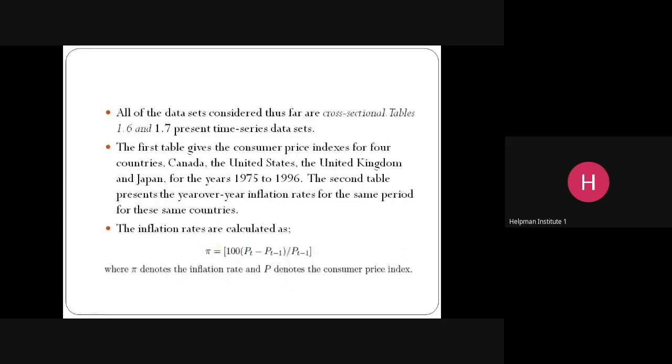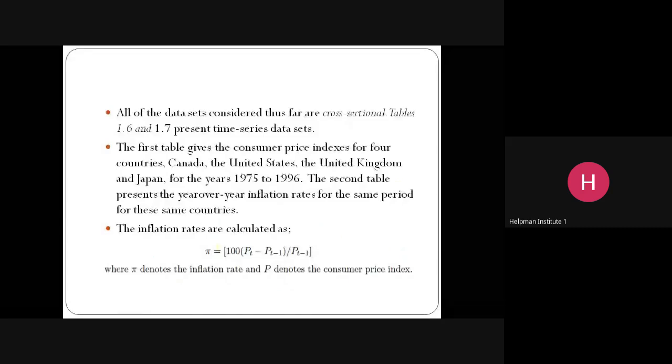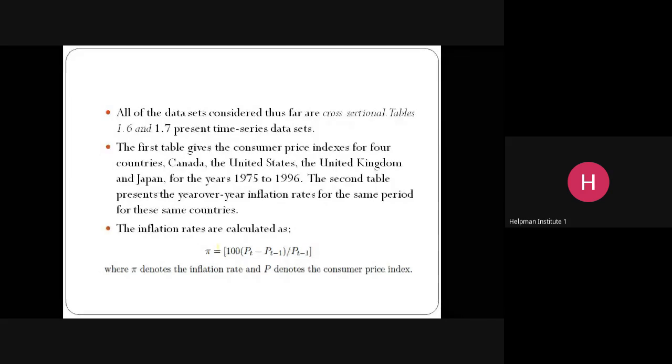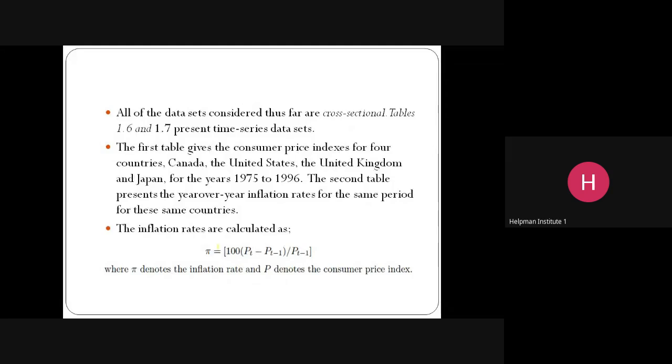Now, all of the data sets considered thus far are cross-sectional data, unlike tables 1.6 and 1.7, which present time series data. We're going to look at tables 1.6 and 1.7, but let's just give you a brief description before we go to the data, which presents us a time series data set.